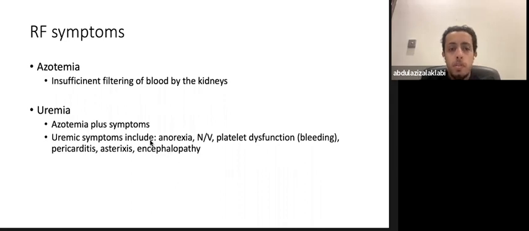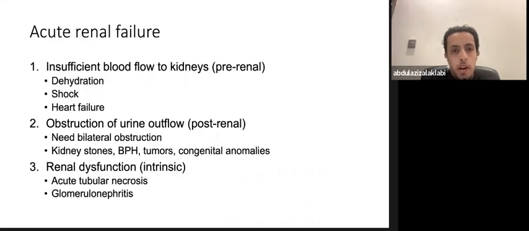Anyways, so the uremic symptoms, as I was saying, include anorexia, nausea, vomiting, platelet dysfunction, which actually causes bleeding, pericarditis, asterixis, and encephalopathy. So these are all different symptoms that a patient could present with as findings of insufficient filtering of the blood by the kidneys. So that's uremia.